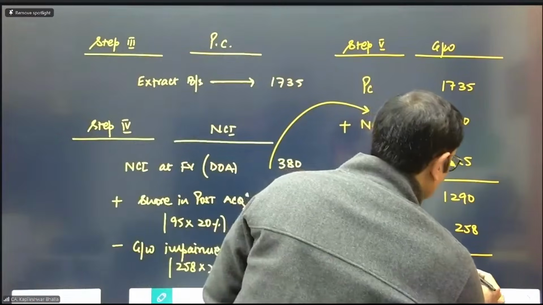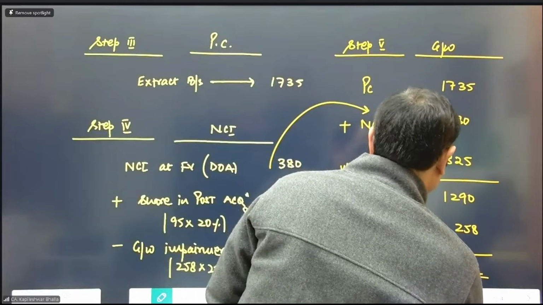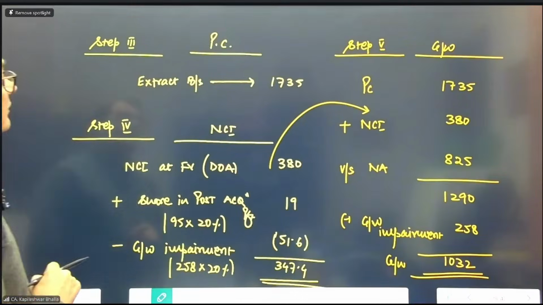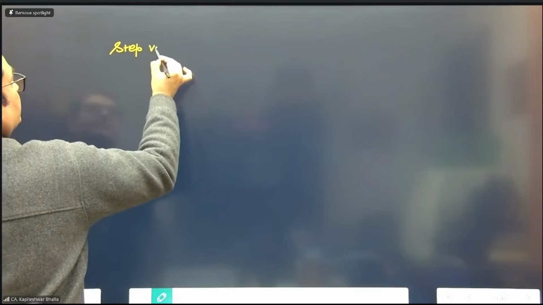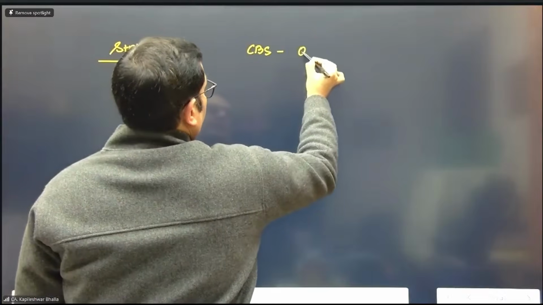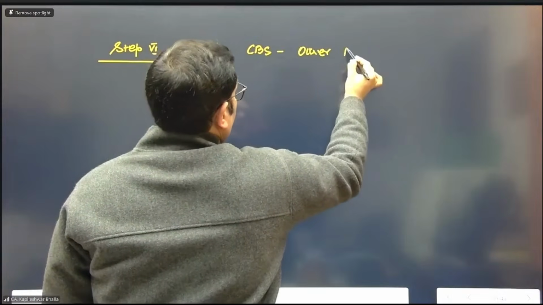That's 1032, the amount of goodwill. Step number 5 is done. Now the focus is on step number 6, which is the consolidated balance sheet, other equity.